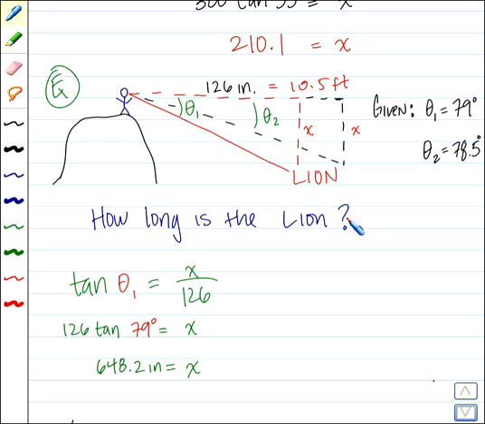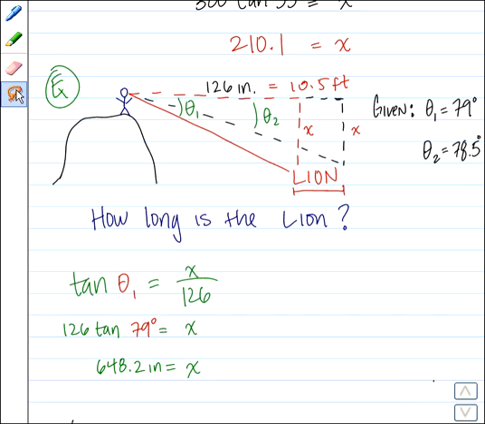Now what we're interested in knowing is the length of the lion. How long is the lion? Well, we're definitely going to figure that out right now. Notice here what we're given. We're given an angle, a side opposite that, and an adjacent side. So we have the tangent of our first angle happens to be x over 126. Isolating x, we get that x is equal to 648.2 inches. Now we got to do the same thing for our second angle here. So how would you set that up?